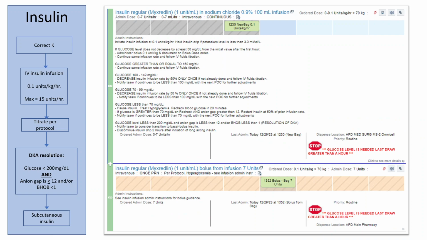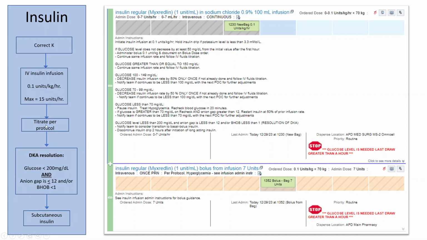Okay, so now for insulin. Remember, before we start any insulin, we need to confirm that the potassium is greater than 3.3, and if not, we need to correct the K. Once the potassium is greater than 3.3, we will start our insulin drip. We are essentially going to start the IV insulin at 0.1 units per kilogram per hour, and for the most part, we are just leaving it there.